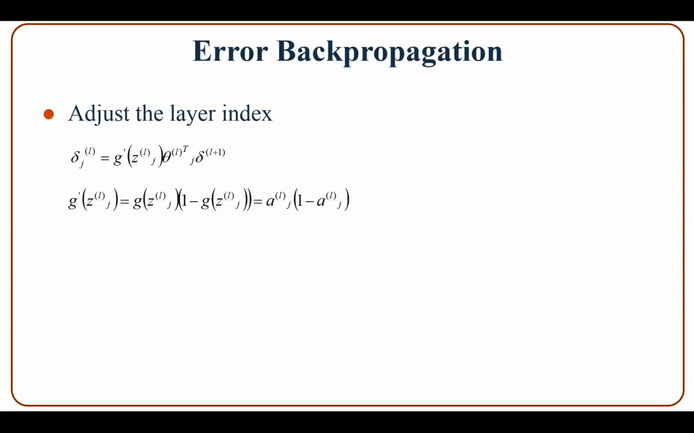In this page we adjust the layer index a little bit to make it simpler, nicer. So the error that node j in layer L made is this, and the derivative g prime is actually here, and it is equal to the output of the same node times 1 minus that output.